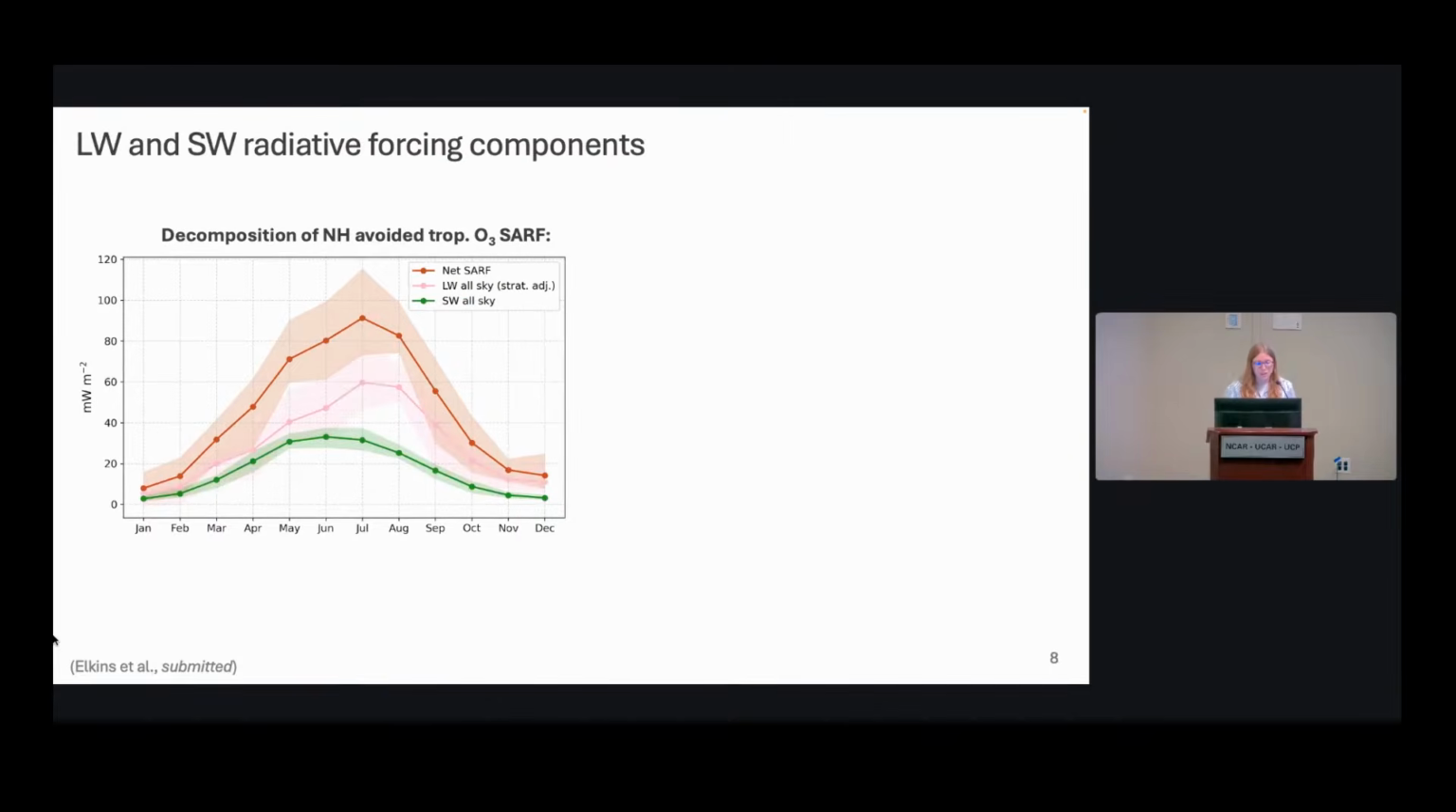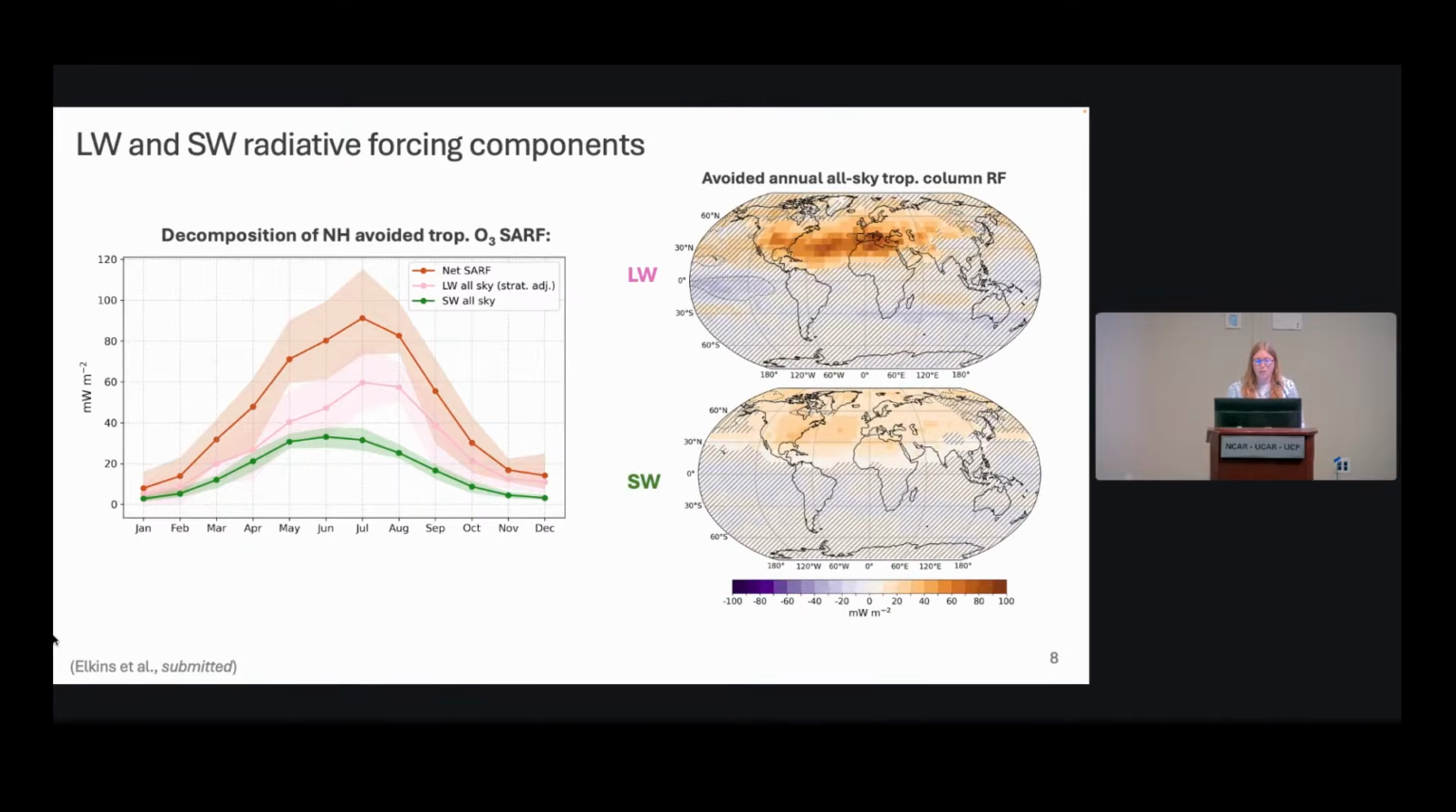Okay, and then finally, we can decompose this radiative forcing into its long wave and short wave components, shown here by the pink line and green line respectively. We find that across seasons and across months, the long wave forcing contributes about 70% of the net SARF, which is in agreement with previous studies looking at the pre-industrial to present day contributions from long wave and short wave. The long-wave and short-wave components have relatively distinct spatial patterns and also different relationships of signal to noise.